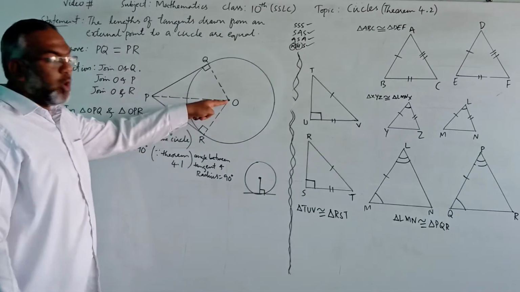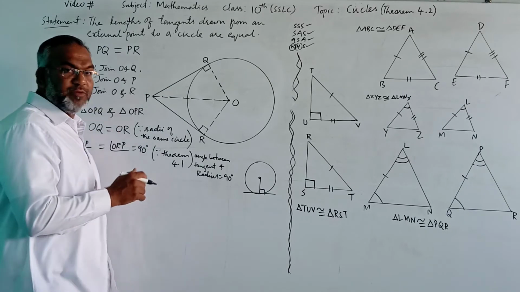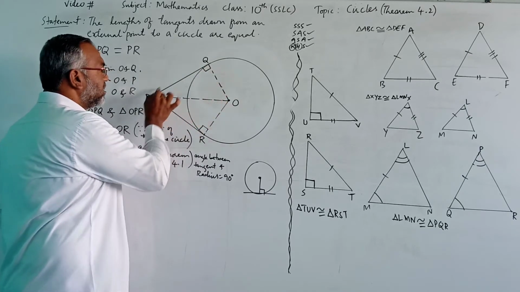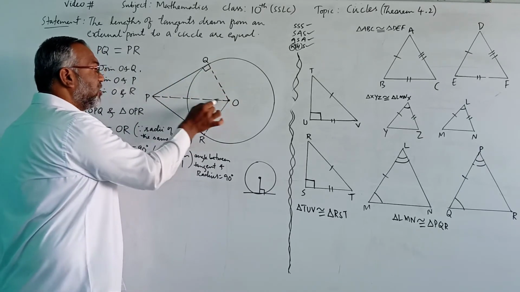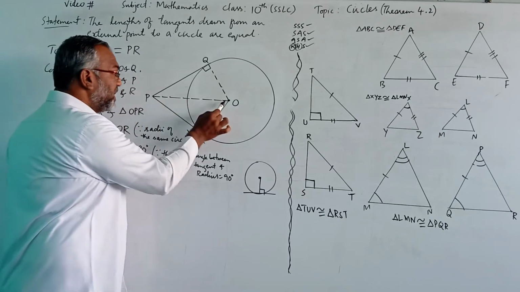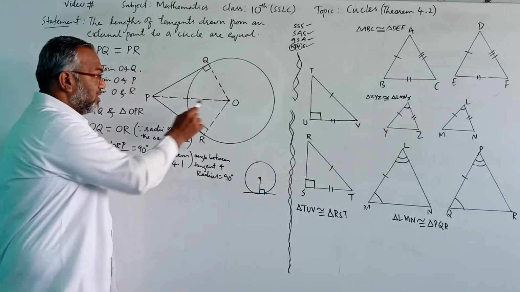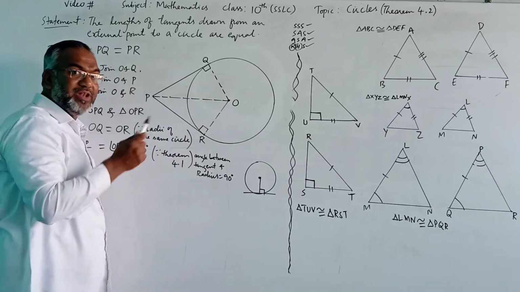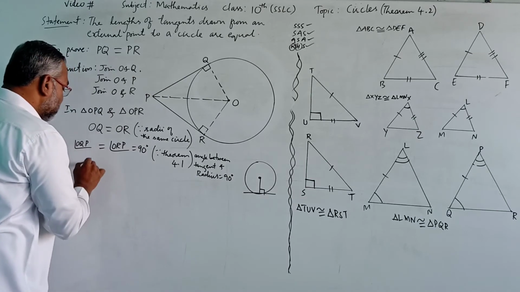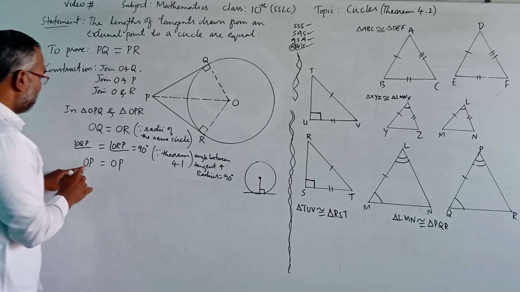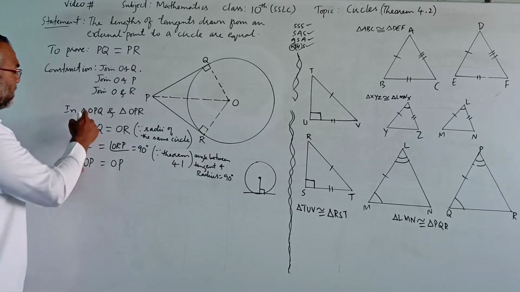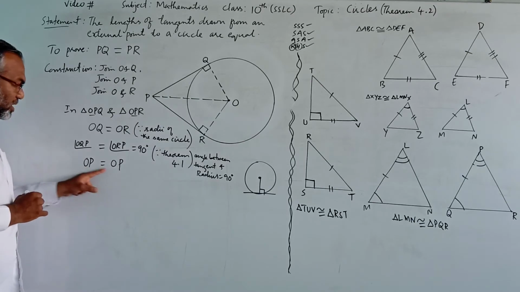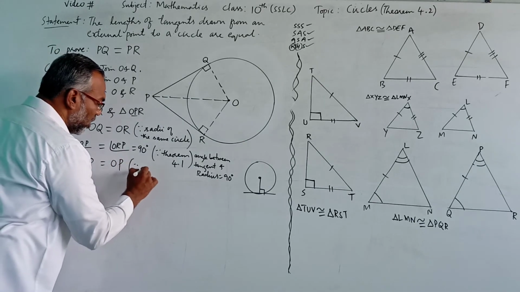Now, what about OP? If you observe carefully, OP is a common side. OP is a side of this triangle and OP is a side of this triangle also. Because it is only one side common to both triangles, its length will be equal. OP in triangle OPQ and OP in triangle OPR, so OP is equal to OP. Why? Because you have to give a reason. Common side.